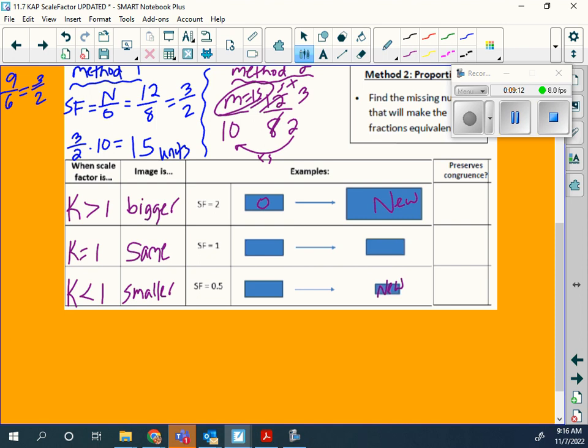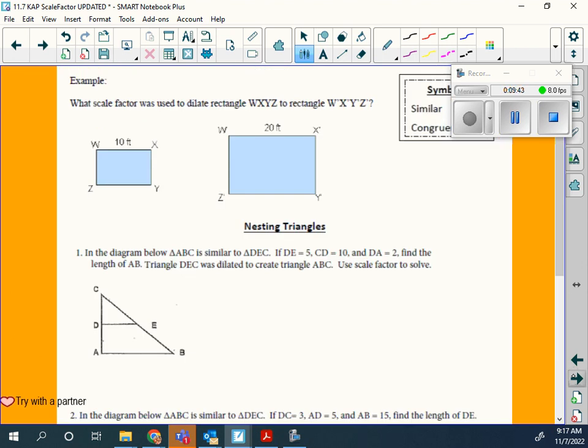And then over here, this final column, there's a whole TEK that talks about, does it preserve congruence? Okay, what does preserve mean? Keep it. It means just to keep it, right? And what does congruence mean? Same size, same shape, right? So, if the scale factor is greater than 1, does it preserve congruence? No. What if it's equal to 1? Yes. What if it's less than 1? No, because it's straight keep. Okay? So no, yes, no. All right, let's go on to the next page.